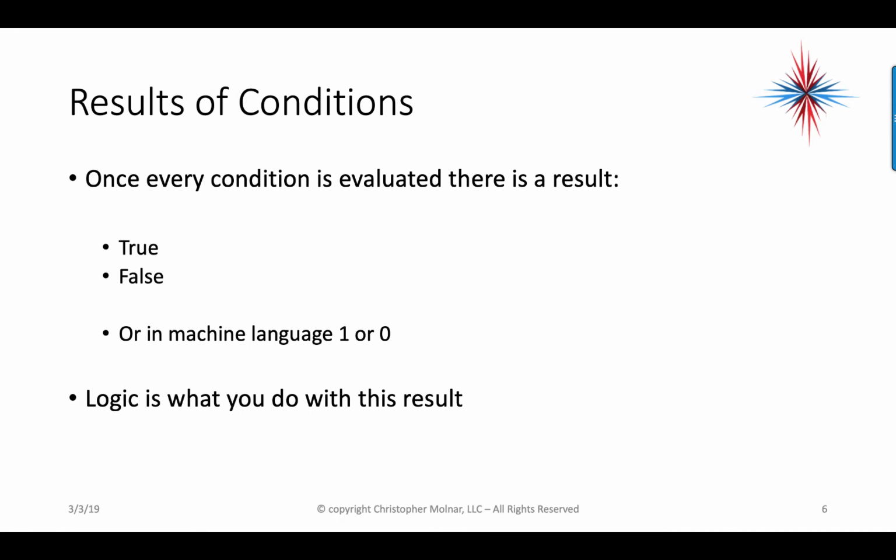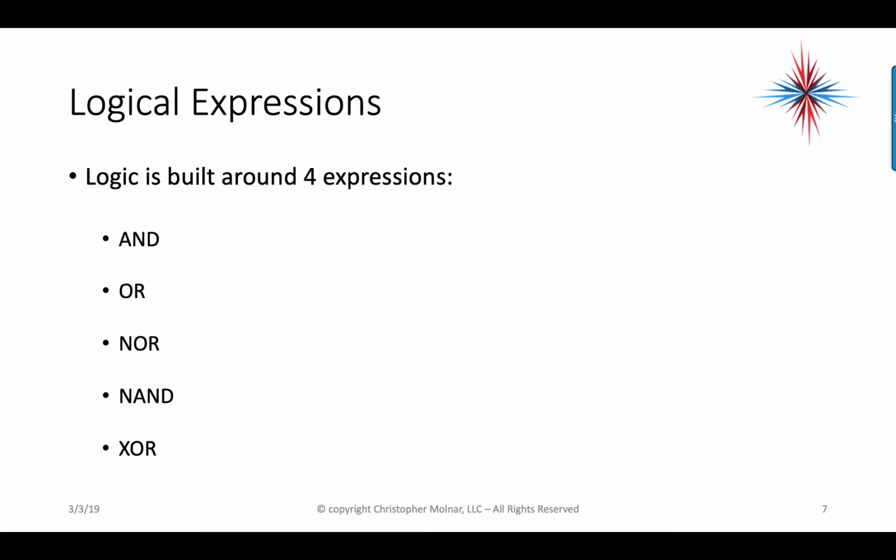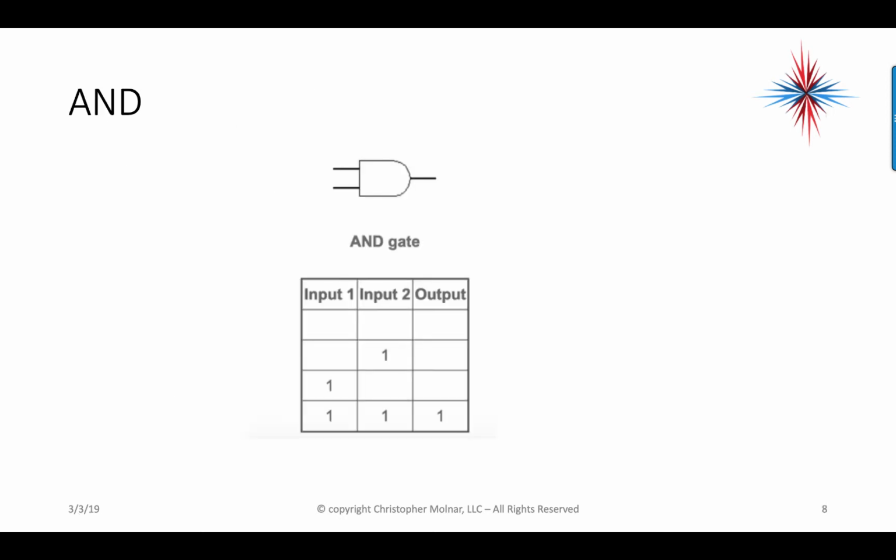Logic comes next. It's what you do with this result. So we actually have 5 logical expressions. We have AND, OR, NOR, NAND, XOR. Those are the basis of everything we do with logic. AND is simple. If we look at the chart here, this is an AND gate. It's basically 2 inputs and 1 output.